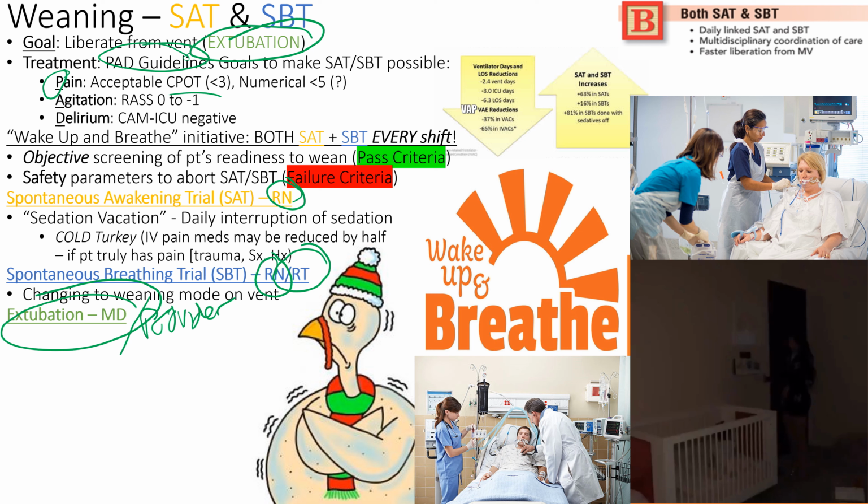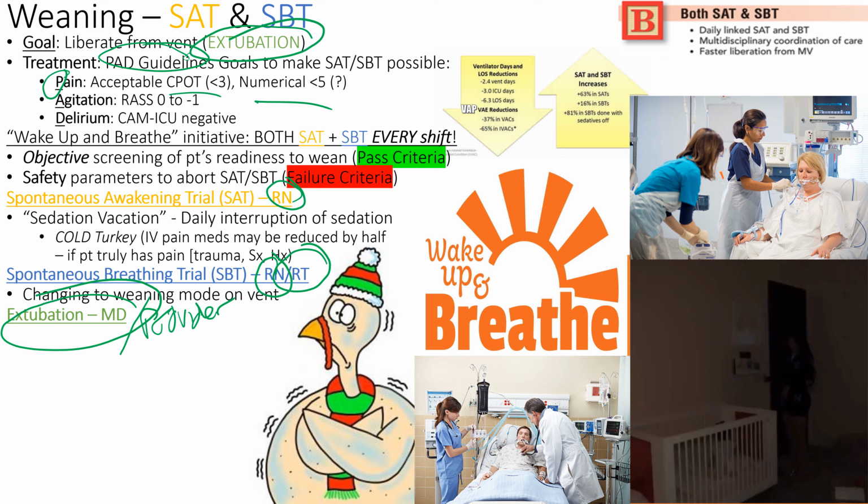So CPOT less than 3, numerical score less than 5, that's usually someone that's going to be successful on their SAT SBT. And hopefully we're doing that ahead of time. Hopefully we're not discovering that the day of we're trying to wean. We want to try the whole time we're trying to get them to the point of extubation if we can.